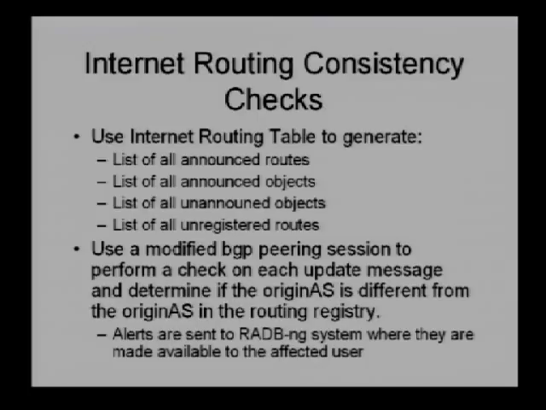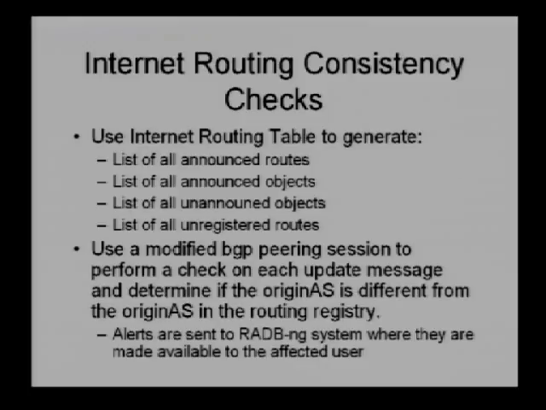Another example is we generate lists of all the announced route objects. So, I registered 200 objects, and here's a list of all the ones that are actually being announced right now. So, if there's any inconsistency there, you can go back and correct your BGP feed, or you can go back and update your RADB objects. And we also generate lists of unannounced objects, just in case that was not your intent. You would have the information there to modify that information.